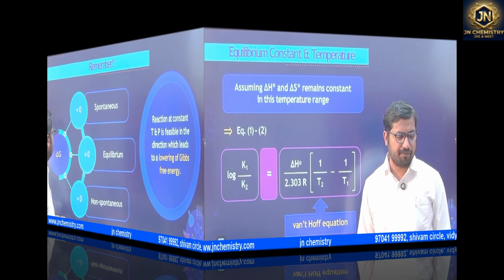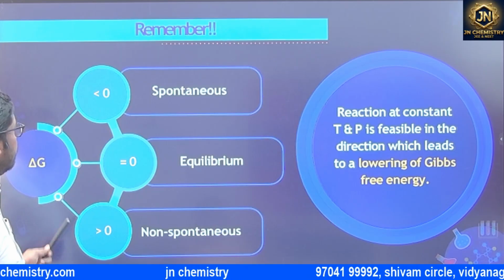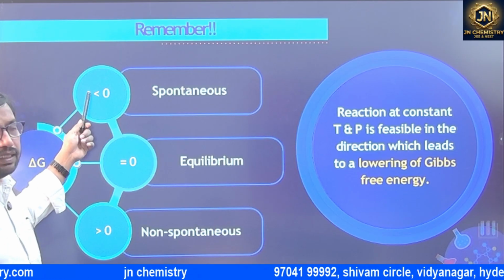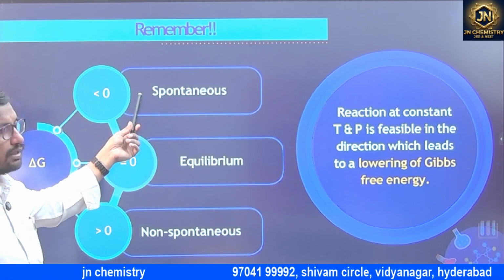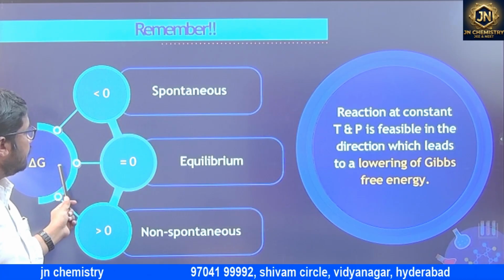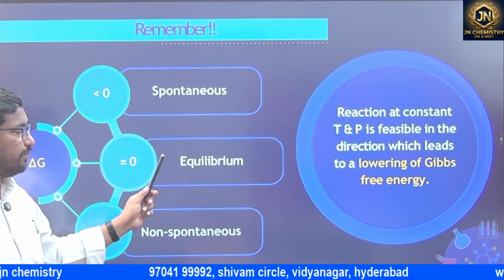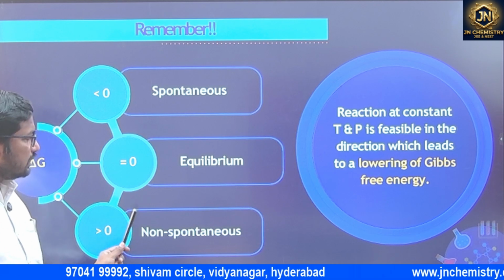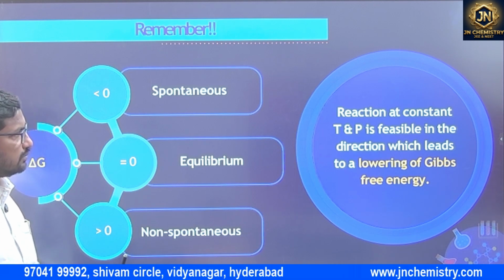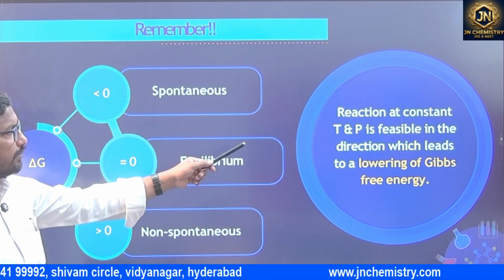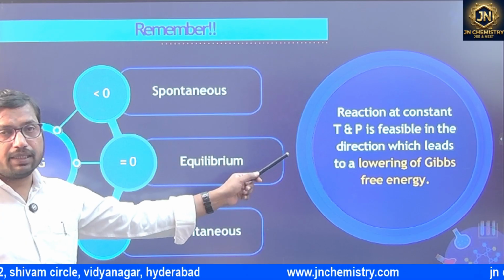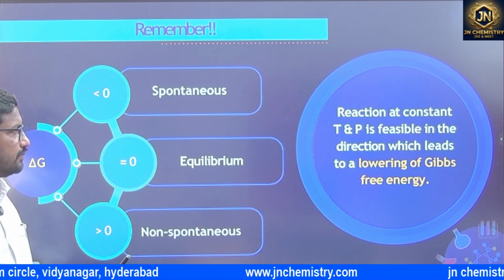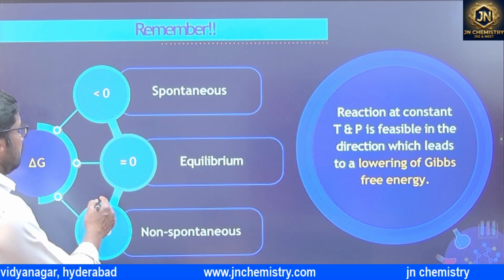Write it down. So we know if ΔG is less than 0, nothing but ΔG is negative, reactions are spontaneous. If ΔG equals 0, the reaction is at equilibrium. If ΔG is greater than 0, nothing but positive, reactions are non-spontaneous. For reactions at constant temperature and pressure, the reactions are feasible when lowering the Gibbs free energy.